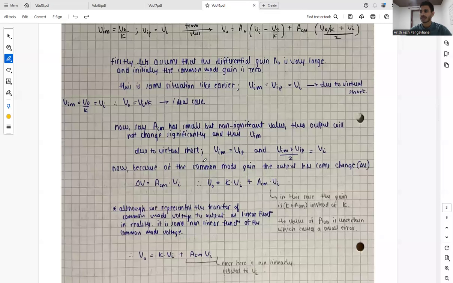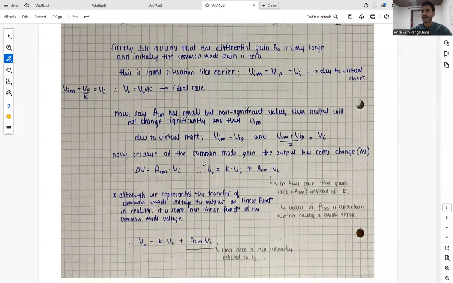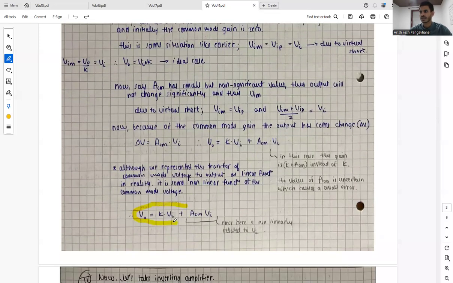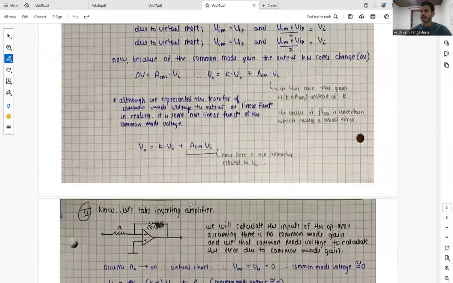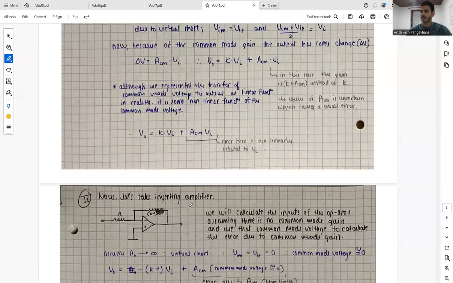And although we represented the transfer of common mode voltage to output as a linear function, in reality it is some non-linear function of the common mode voltage. And we have mentioned over here that V naught is K times Vi plus ACM times Vi. So the error here is non-linearly related to Vi, and this causes some kind of minimal error in our non-inverting op-amp configuration.